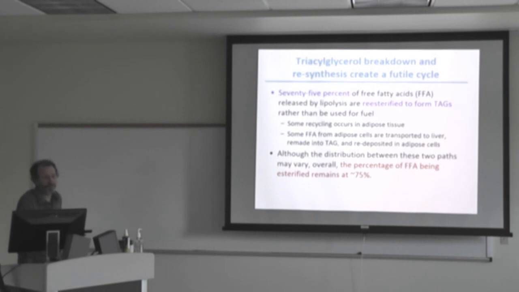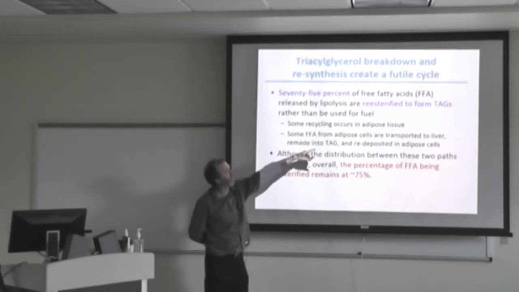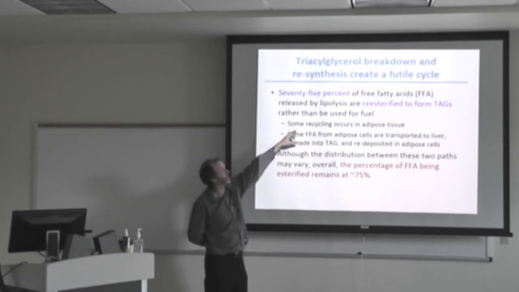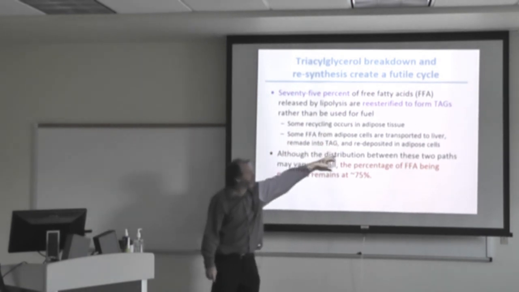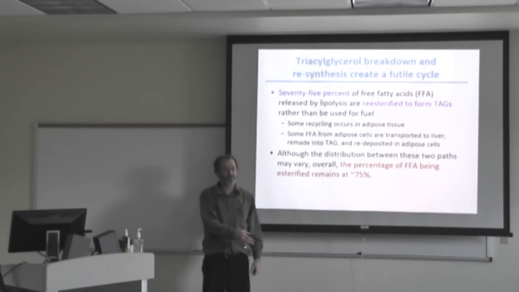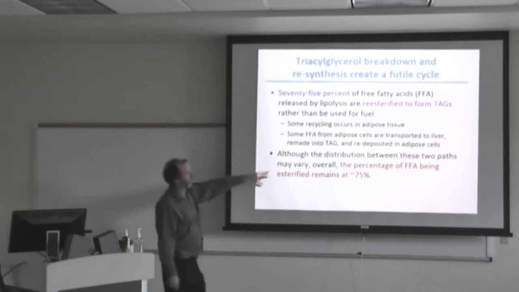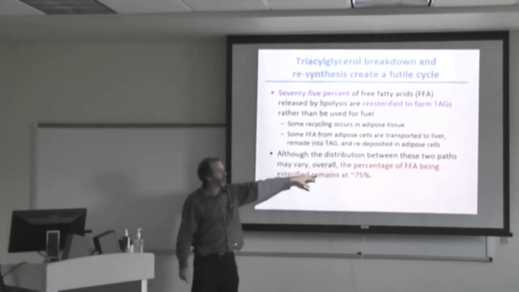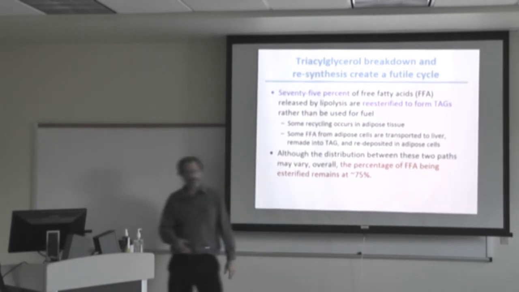So triacylglycerol breakdown and resynthesis create a futile cycle. 75% of free fatty acids released by lipolysis are reesterified to form triacylglycerols rather than be used for fuel. Some recycling occurs in the adipose tissue, and some free fatty acids from adipose cells are transported to the liver, remade into triacylglycerol, and then redeposited in the adipose tissue. So it is a futile cycle that we have. Distribution between these two paths may vary. Overall, the percentage of free fatty acid being esterified remains at about 75%.